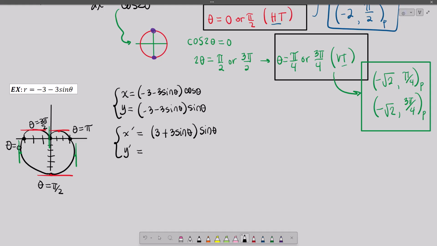So first, derivative of second, plus the derivative of first. The derivative of first is minus 3 cosine of theta. I guess I don't need this parenthesis here. So negative 3 cosine of theta multiplied by cosine of theta. So derivative of first, minus 3 cosine theta, times cosine.